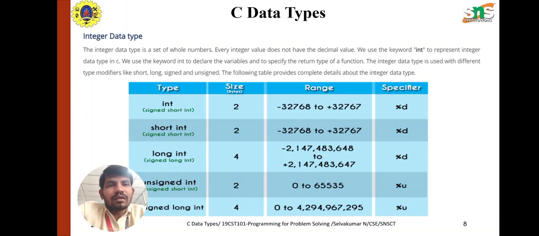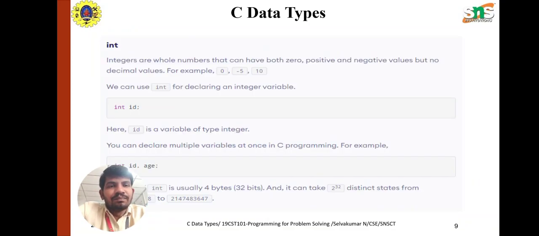The following table provides the complete details about the integer data types. An integer has a size of 2, a short integer has a size of 2, a long integer has a size of 4, an unsigned integer has a size of 2, and an unsigned long integer has a size of 4. Each has a format specifier like %d and %u. This is the specific format for printing in a C program on the screen.